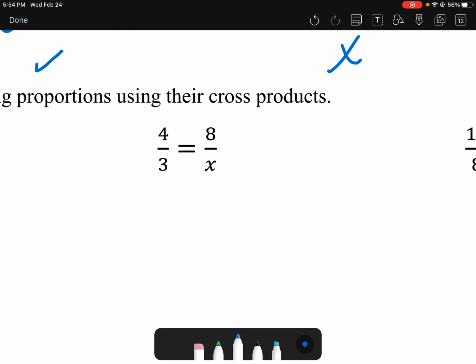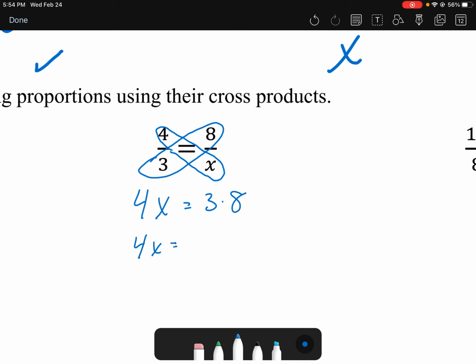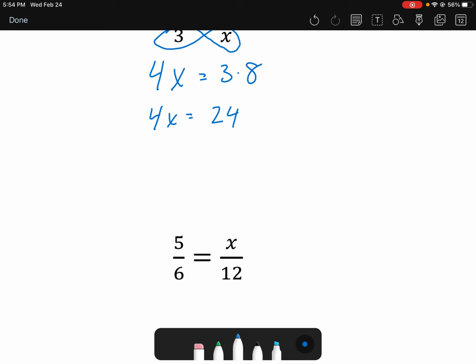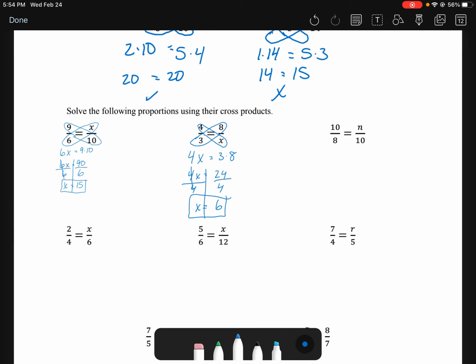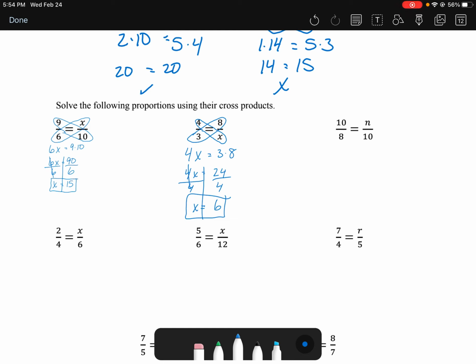Let's do the next one together. Again, I want to look at their cross products. These two and these two. So I have 4 times x, or 4x, is equal to 3 times 8, which then simplifies down to 4x is equal to 24. Again, I want to get x by itself, so I can divide both sides by 4. X is equal to 6. Not too hard.